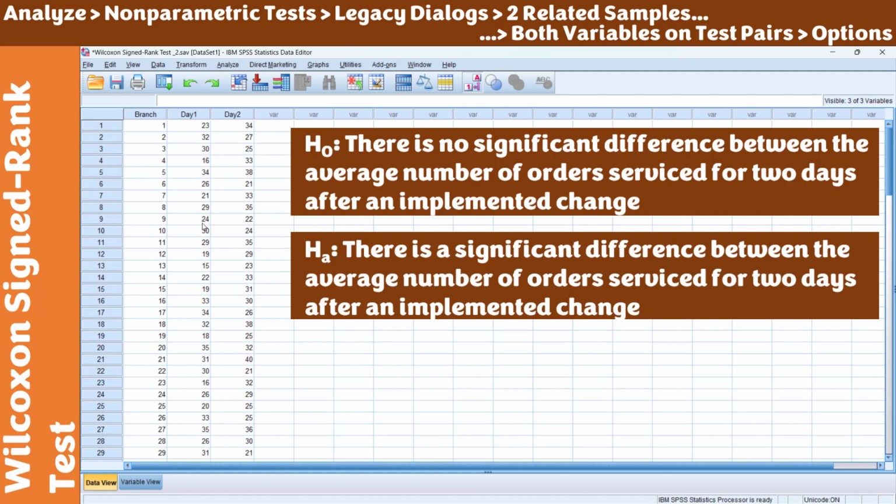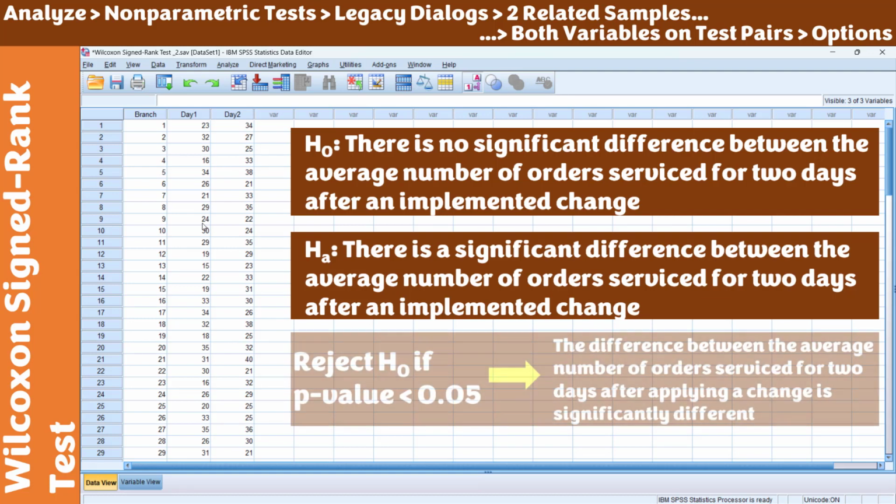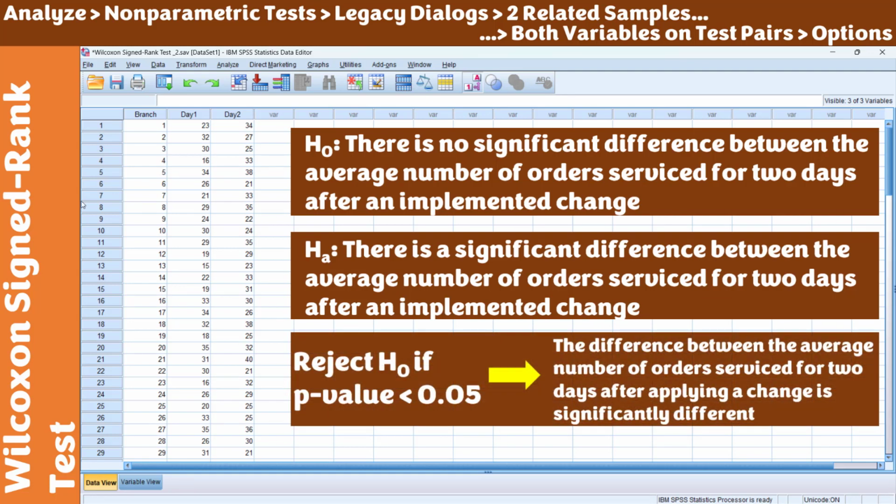Now let's look at our null hypothesis. That is the hypothesis we're testing. We are to reject that with this region of rejection. If we get a p-value of less than 0.05 rather, that would mean we reject our null hypothesis. And if we do, we could say that the difference between the average number of orders serviced from day 1 and day 2 after applying a certain change is significantly different. This will only be true if we get a p-value of less than 0.05, which will reject our null hypothesis.